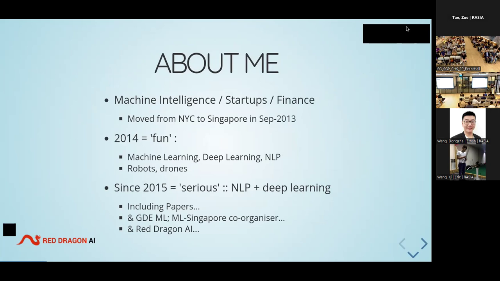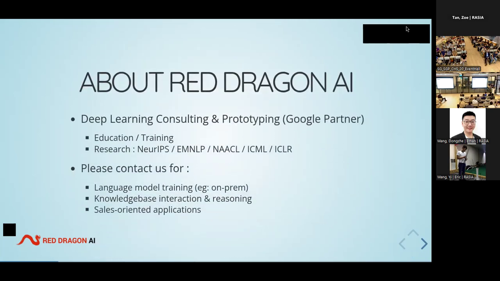I've got a kind of background in machine intelligence and finance. I moved to Singapore in 2013. 2014 was like a sabbatical year where I just did fun things. From 2015, I've been in more serious mode, essentially making papers for fun. Google has made me a Google Developer Expert. And along with Sam, I organized the Machine Learning Singapore meetup. It used to be called the TensorFlow and Deep Learning Meetup, back in 2017. We also have a small company called Red Dragon AI, and we do a bunch of consulting and prototyping. Please feel free to contact us. We'd love to do that kind of thing.